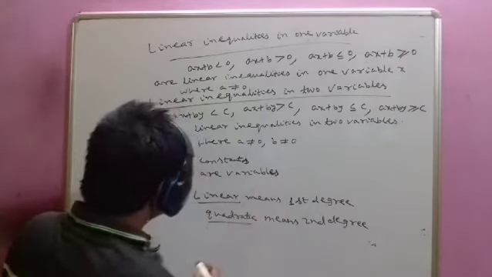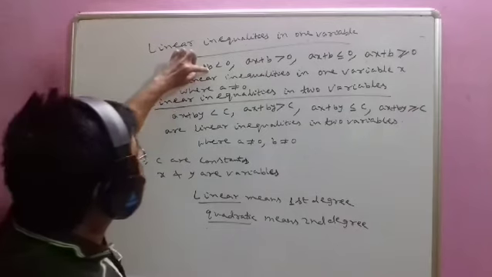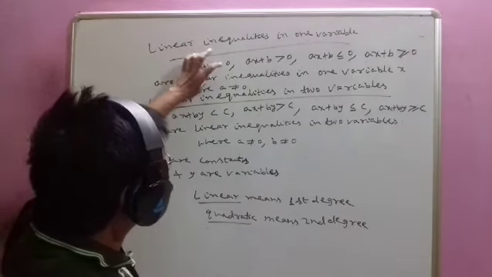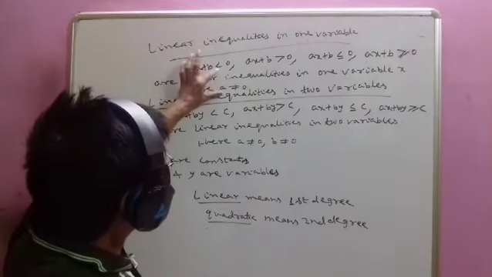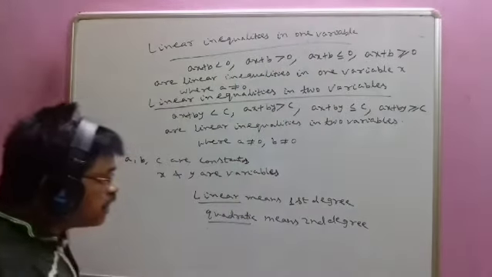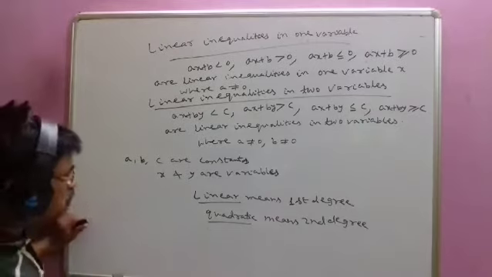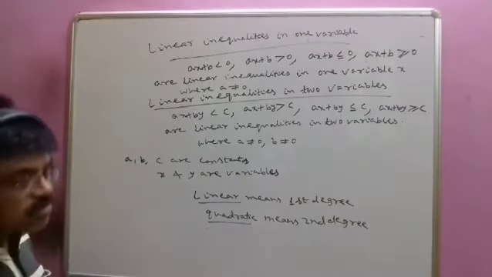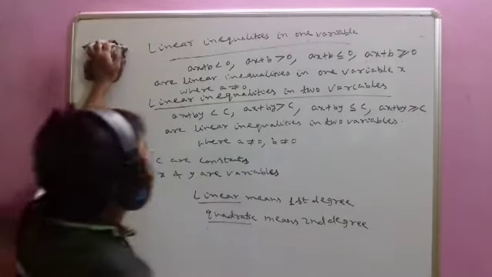So linear inequality in two variables. Linear means first degree. You see, this is first degree, so it is a linear inequality. Inequality means the sign may be less than, greater than, less than or equal to, greater than or equal to. But quadratic means second degree. So let us discuss quadratic inequality.